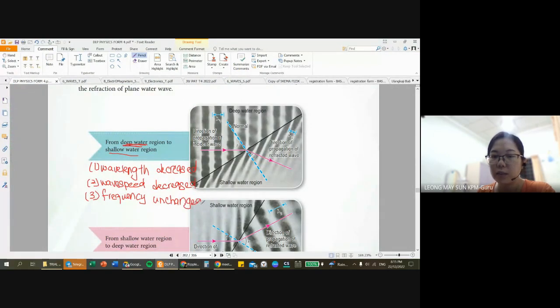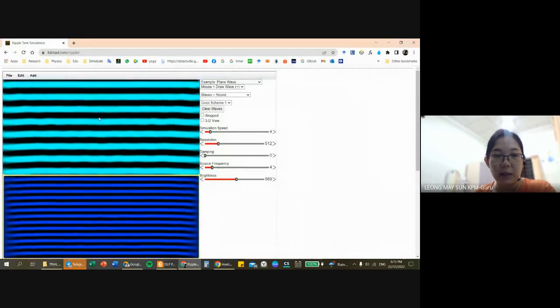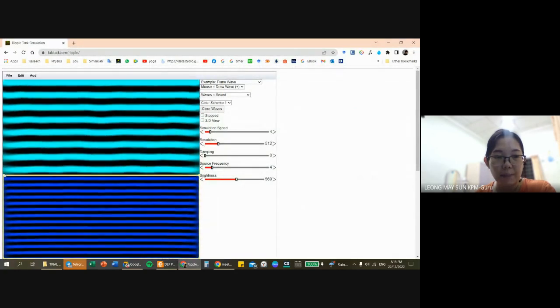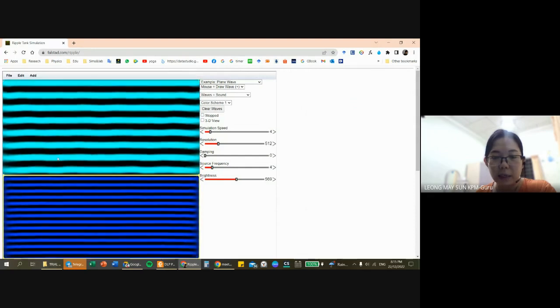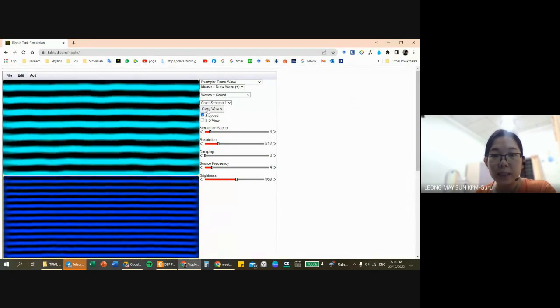If you notice, we did not explain anything about the amplitude so far, so you don't have to mention the amplitude. We didn't measure the amplitude. Now in this simulation, the wavefront is in the same direction as the source, this particular line. What's the difference?